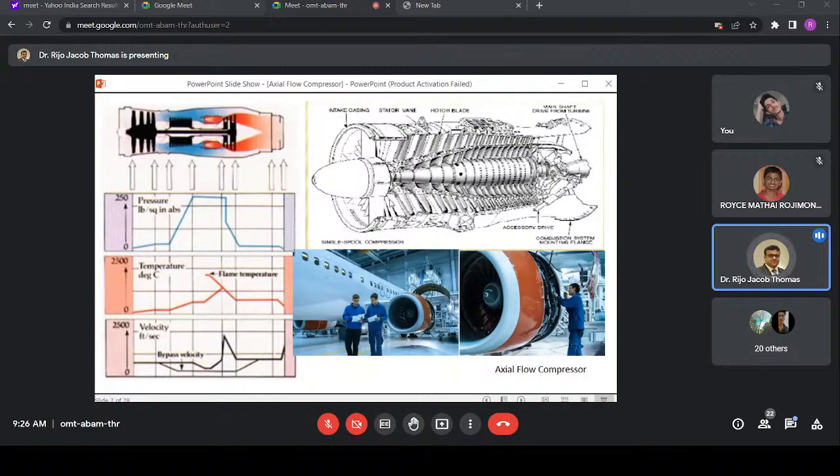So the cut section looks like this. Can you see that it can be opened up? So how do they do it? They have something called an axial flow compressor, where basically they are not interested in increasing the velocity. In fact, the velocity remains the same and the pressure is increased. So today we will see how they do it, in axial flow compressors.